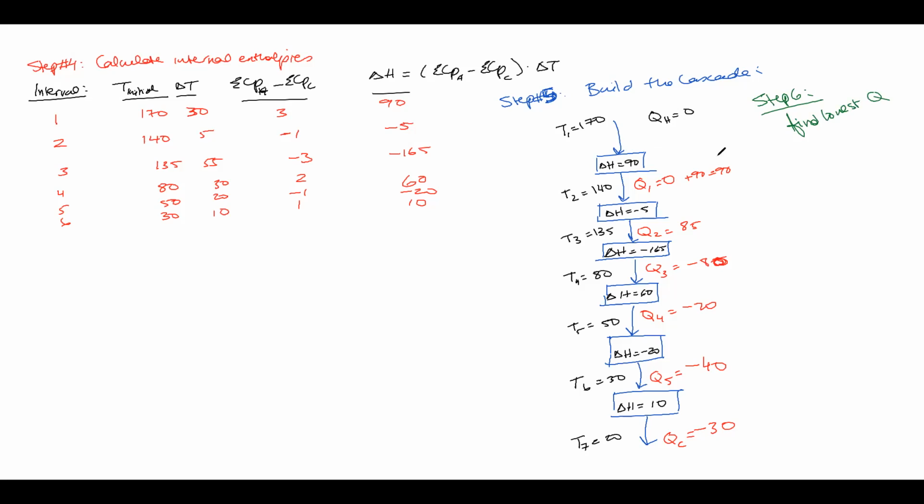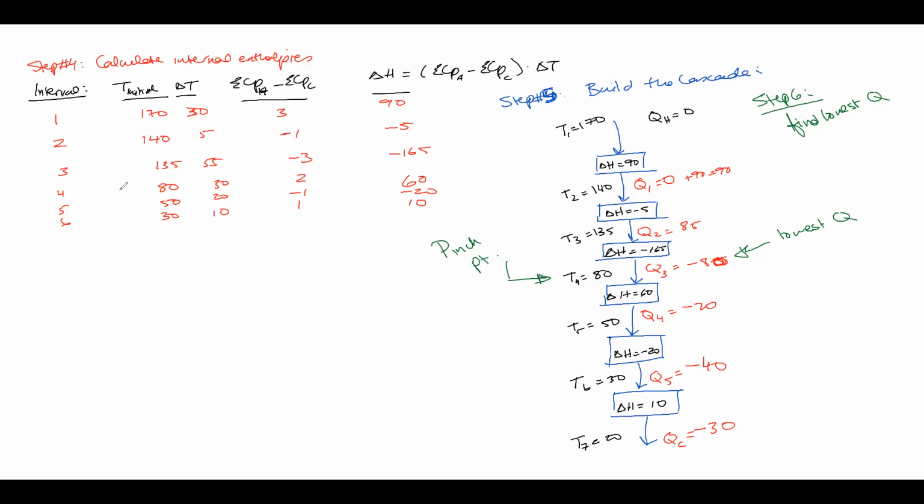And where's the lowest Q here? It's this guy, right? It's minus 80. This is my lowest Q. And the point of lowest Q is basically your pinch point. And this is important to remember. Once you find your lowest Q, this is your pinch point. So this is here, pinch point.